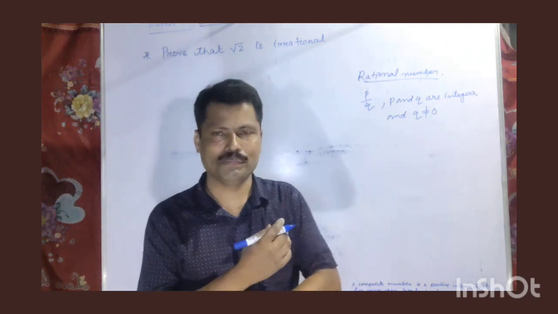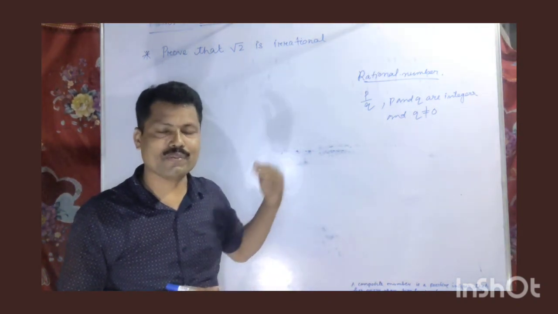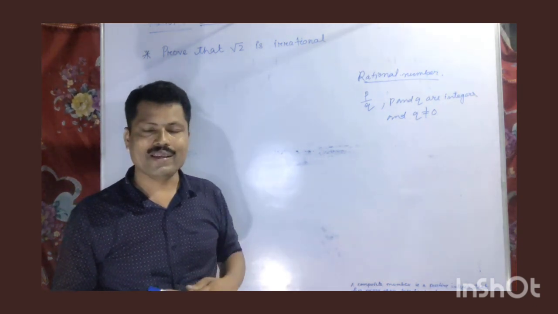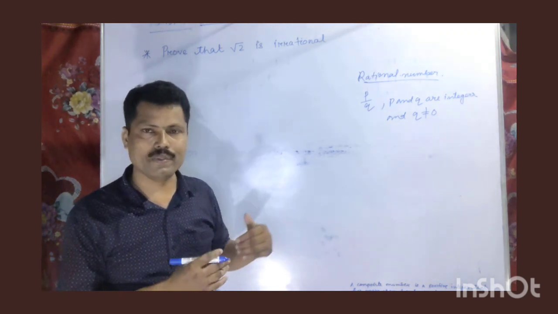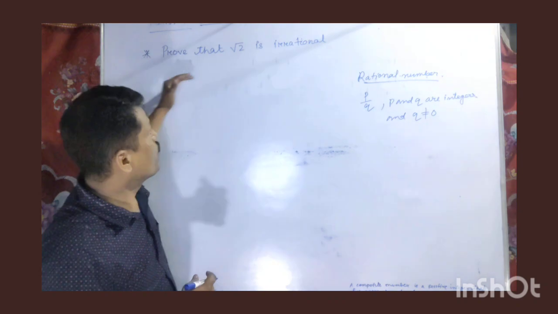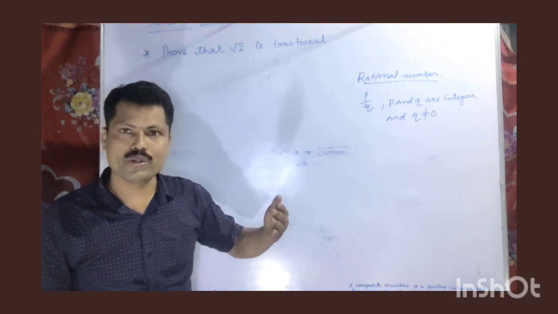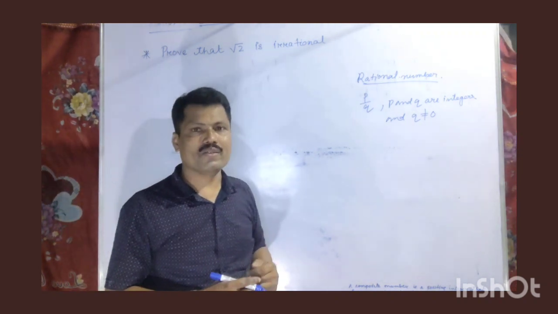Like this, here, to prove root 2 is irrational, we have to assume that root 2 is rational. After that, if at the end we find root 2 is not rational, then we can say it is irrational. Let us start to prove it.